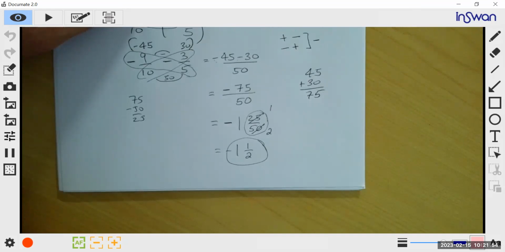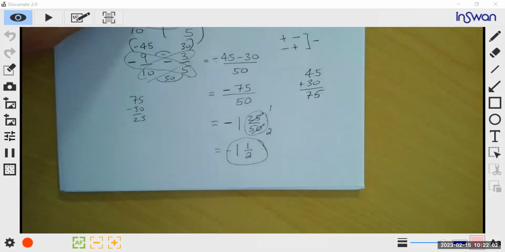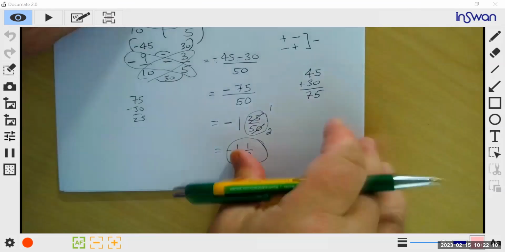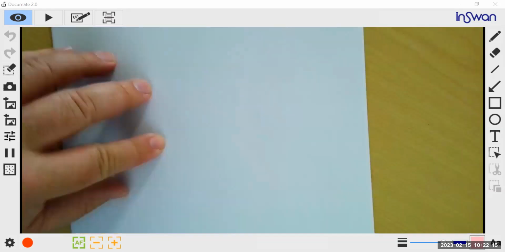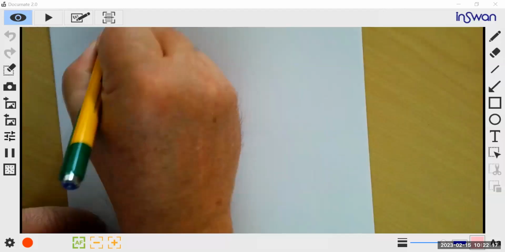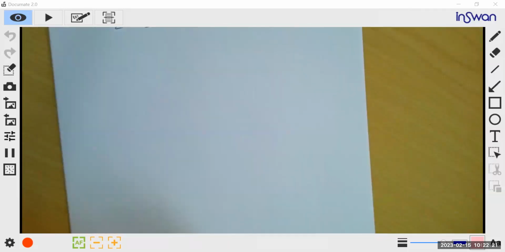You want to do another one? More fractions. Where's the fractions? Here you go. Look at that one. -1/2 plus 2/3.